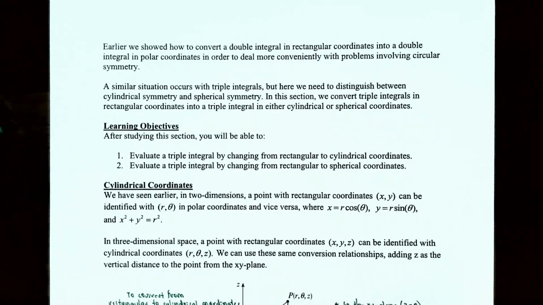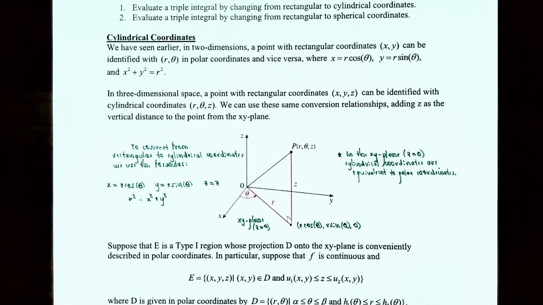So in this video, we're going to talk about how to evaluate a triple integral by changing from rectangular coordinates to cylindrical coordinates. Let's review a little bit about cylindrical coordinates. We've seen earlier that if you have the two-dimensional case, a point in rectangular coordinates x, y, and you want to identify the equivalent point using polar coordinates, which is r, theta, then you have the equations x equals r times cosine theta, y is equal to r times sine theta, and then x squared plus y squared is equal to r squared.